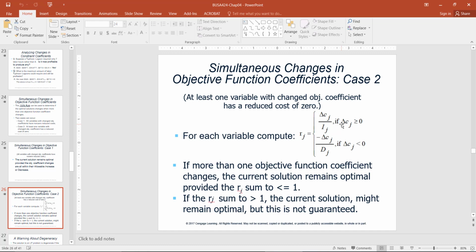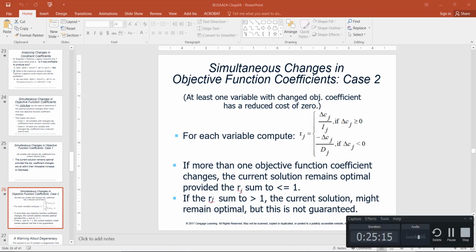Whenever we change multiple coefficients, we just need to get rj for each of the parameters based on this equation. If we are increasing, I divide the change in cj over ij, or if we are decreasing the cj, we take the minus of delta cj over dj, and add them up. If the summation of rj is less than 1, then the current solution remains optimal. But if it's greater than 1, there is no guarantee. It may remain optimal, but nothing is guaranteed in that case. So if the summation of rj is more than 1, nothing is guaranteed to be optimal anymore.